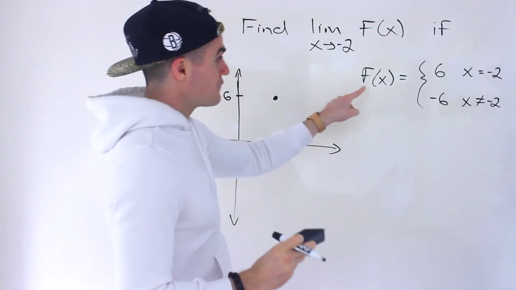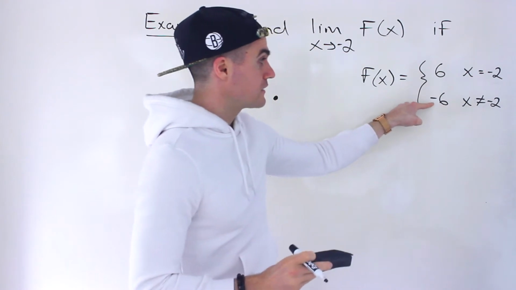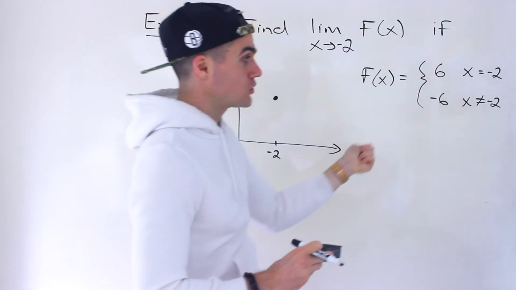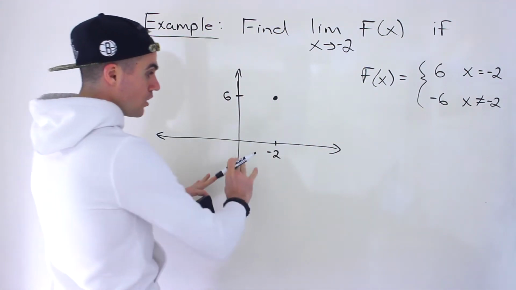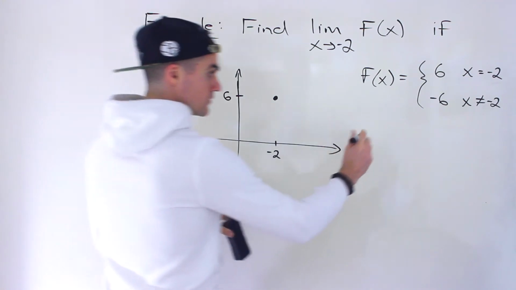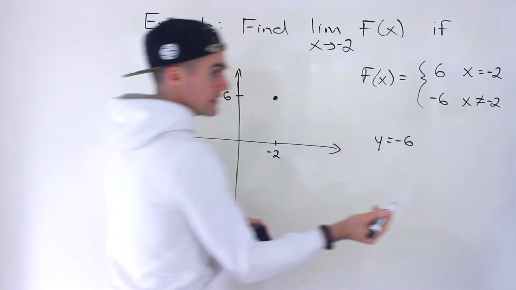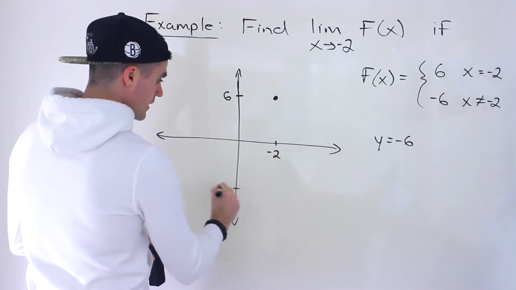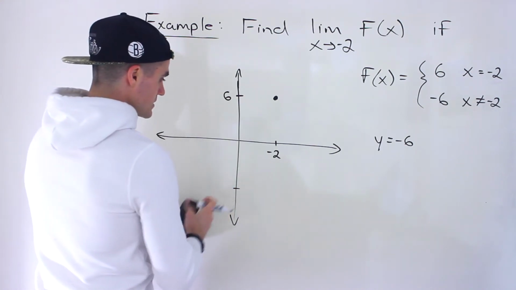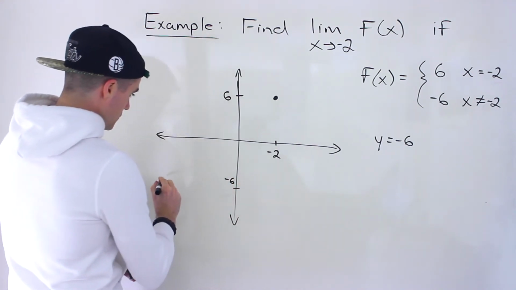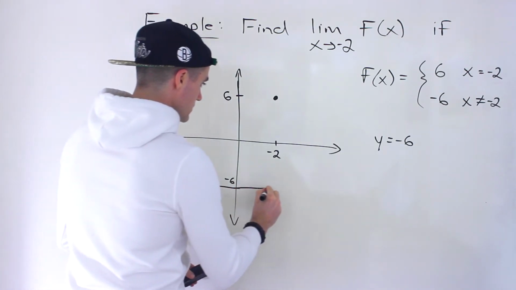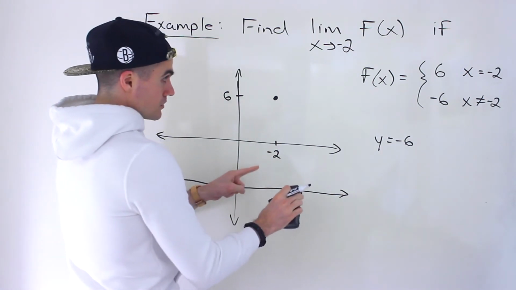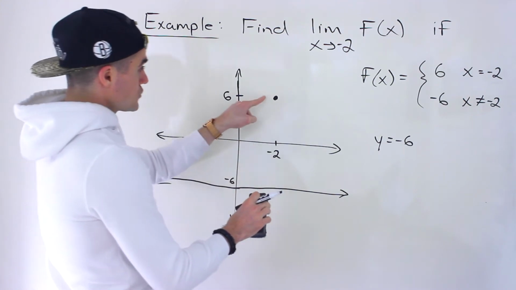And then we're told that f of x is -6, the y value is -6 for all the x values except -2, when x is not equal to -2. So for all other x values, the function is just going to be y equals -6. All the y values are going to be -6, meaning that it's just a horizontal line at -6. So if we say -6 is over here, we could just draw a horizontal line like that.